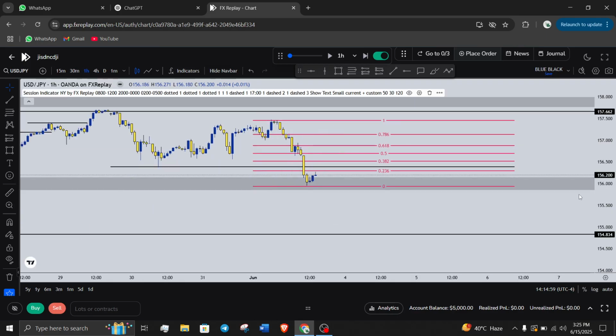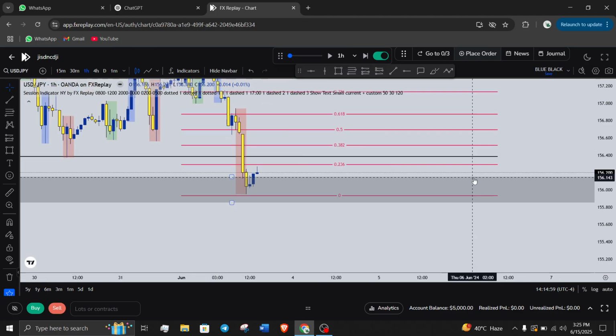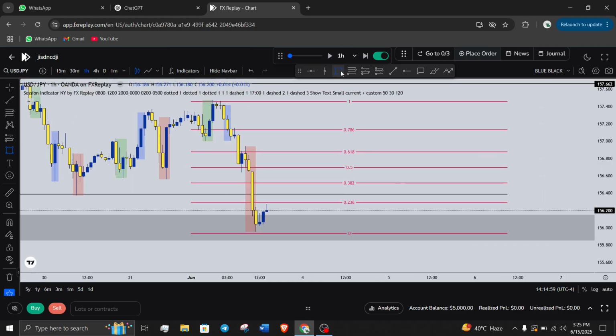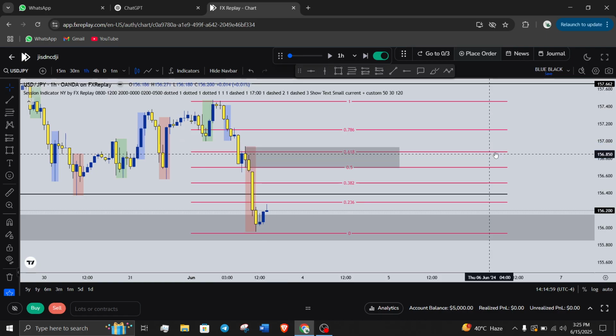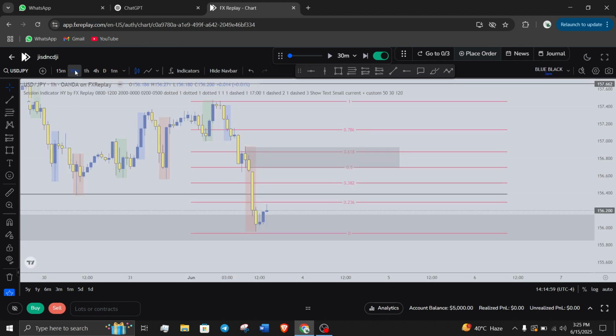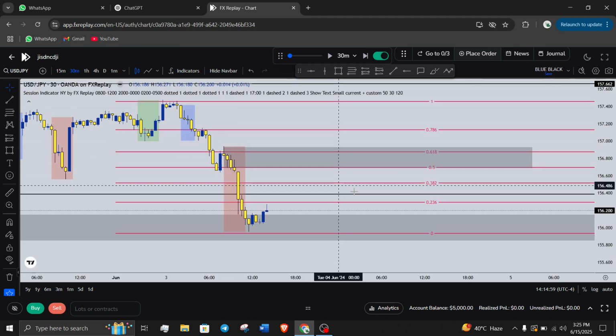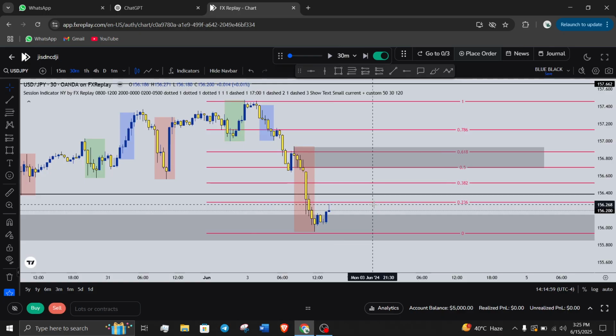Now we'll move to the 1 hour time frame and look for any order blocks here. So we do have an order block. This is our order block. Look for sells, and it does lie at a major zone. If we enter trades at the 38 or 23 zones, our stop loss will be above this gray box.